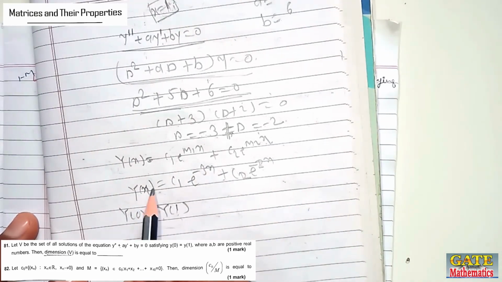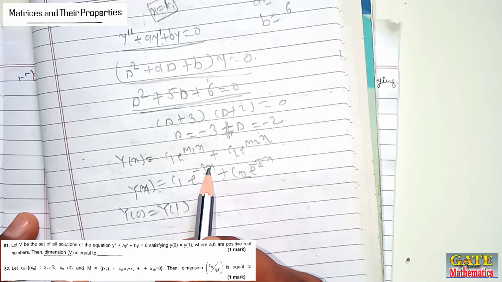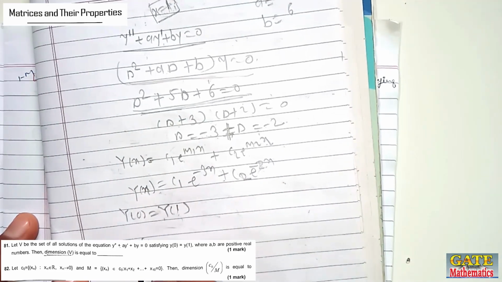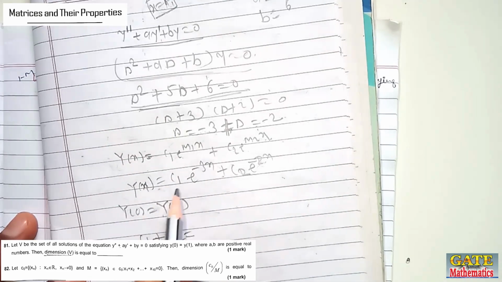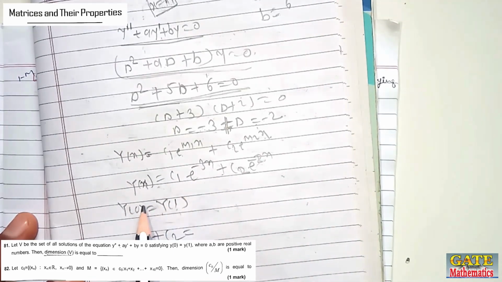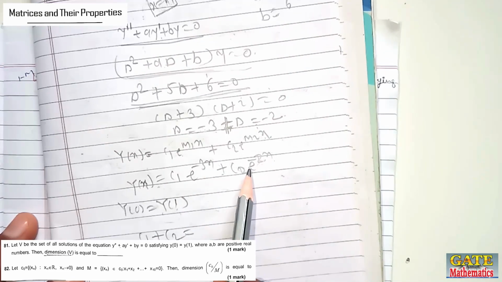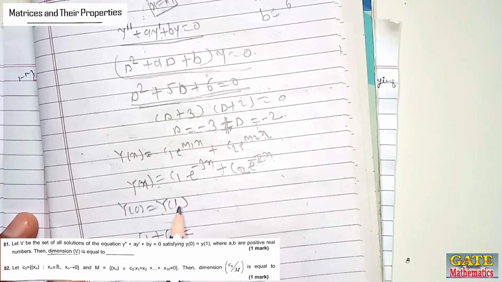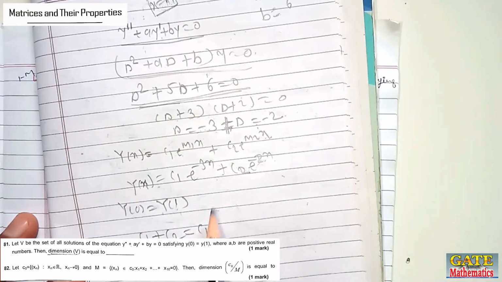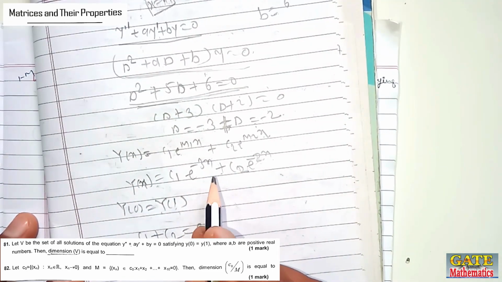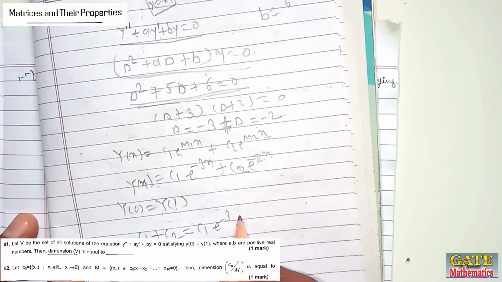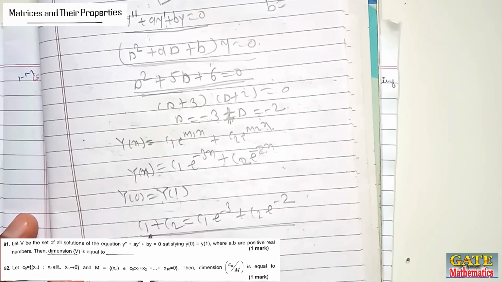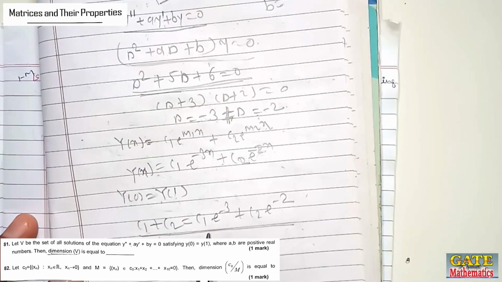Now find y of 0. What is y of 0? c1 e to the power 0, which is 1, plus c2 e to the power 0, which is 1. That means y of 0 is c1 plus c2. Instead of x we replace 0, so e to the power 0 is 1, remaining c1 plus c2. And y of 1: instead of x it is 1, so c1 e to the power minus 3 plus c2 e to the power minus 2. So these are the values of y of 0 and y of 1.